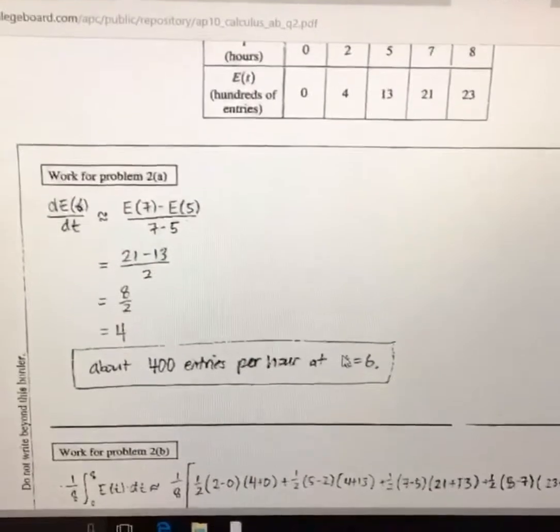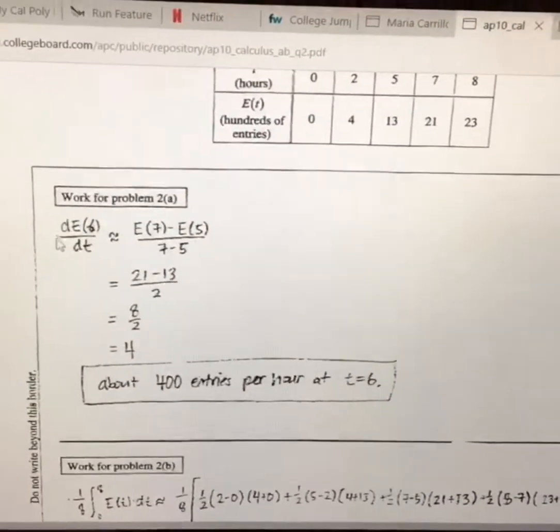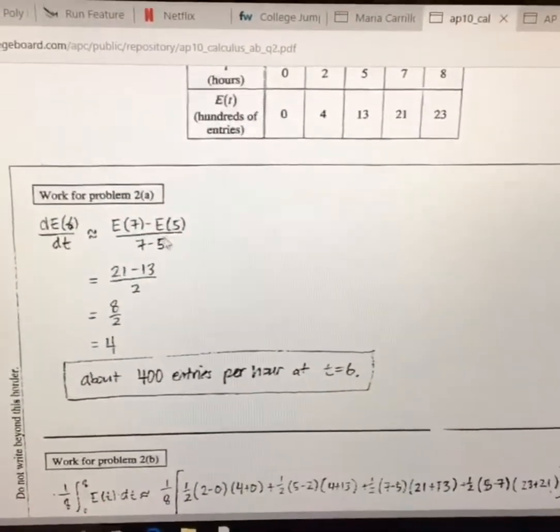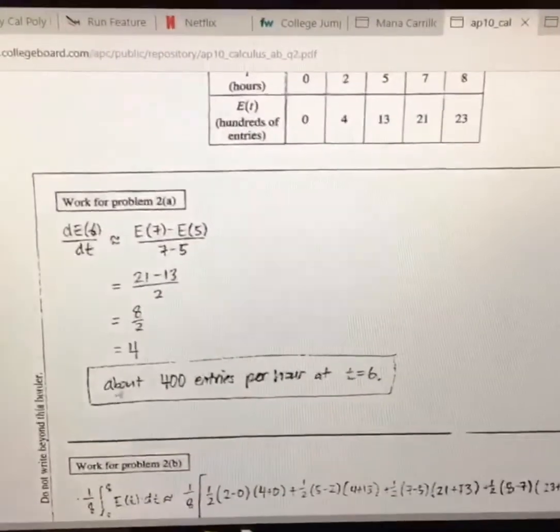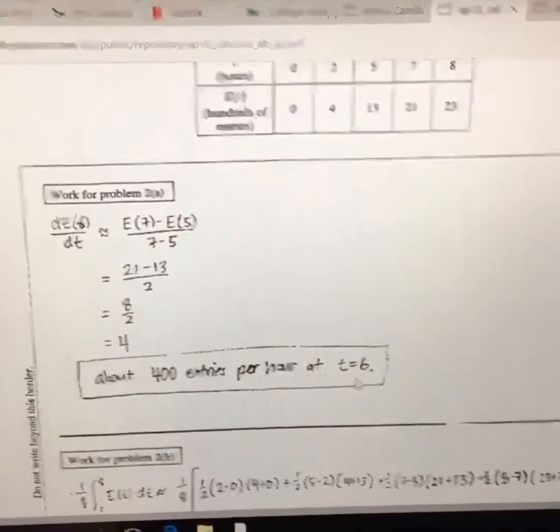So for students, student A did this flawlessly, set it up perfectly, got the E of 7 minus E of 5 over the 7 minus 5, simplified it, got the 400 entries per hour at t equals 6.